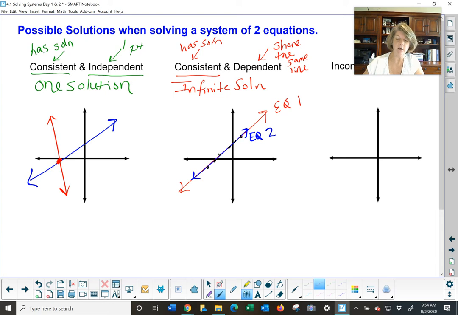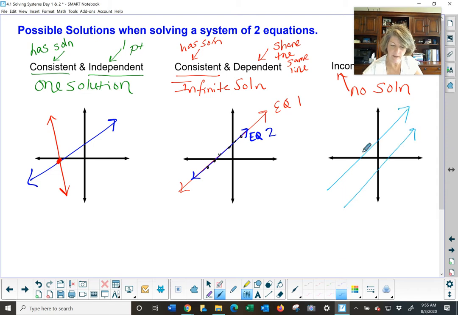Okay, the last one is called inconsistent. Inconsistent means there is no solution. When would it be the case that two lines do not intersect? Oh, you know what that is, don't you? That would be where I have two parallel lines. So we have parallel lines in this scenario, and they will never intersect.